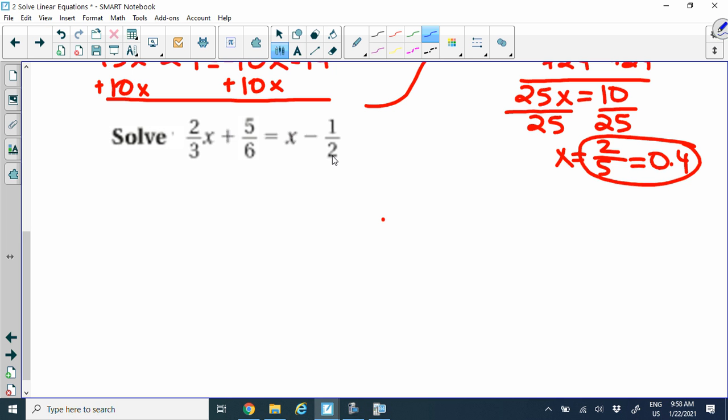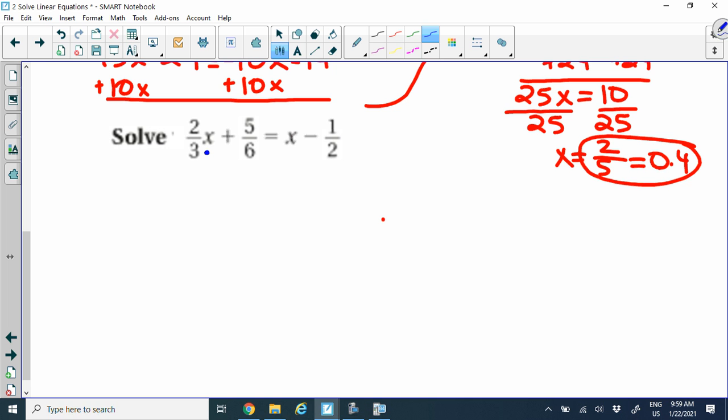In order to know if they have all the same denominator, we need to see what is the number that 3, 6, and 2 can go into. Well, that answer is 6. So 3 can go into 6 2 times, 6 can go into 6 once, and 2 can go into 6 3 times. So I'm going to multiply the top and bottom by a number.